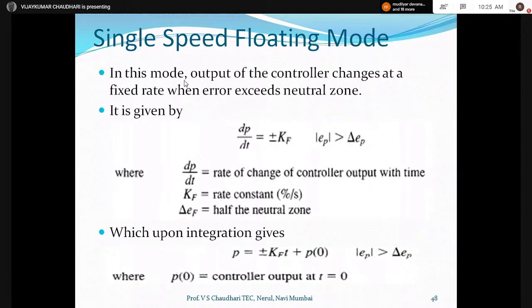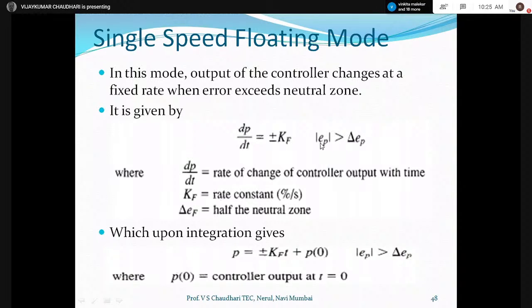In this mode, the output of the controller changes at a fixed rate. Which one? Single speed floating mode. Controller output changes at a fixed rate when error exceeds the neutral zone. It is given by dp by dt, the rate of change of controller output, is a constant plus or minus Kf. It can be increasing, it can be decreasing, depending upon how we decide it.